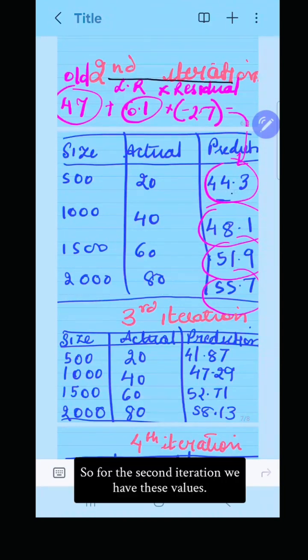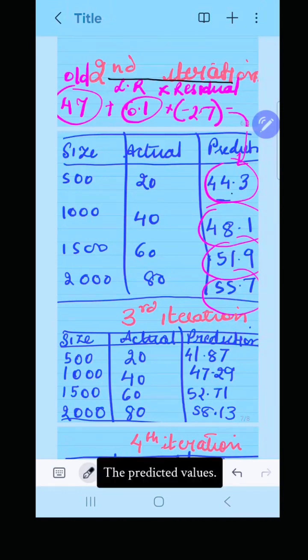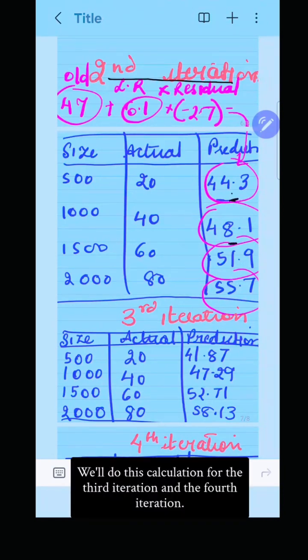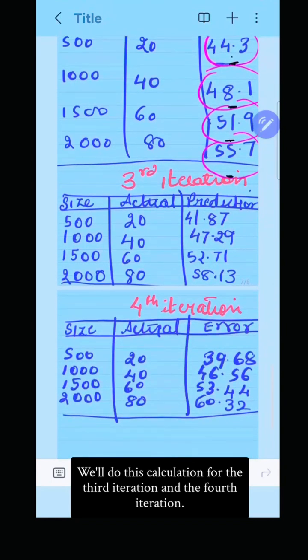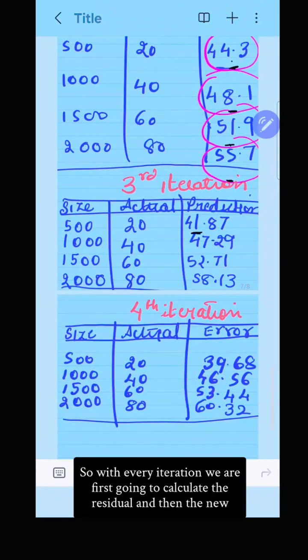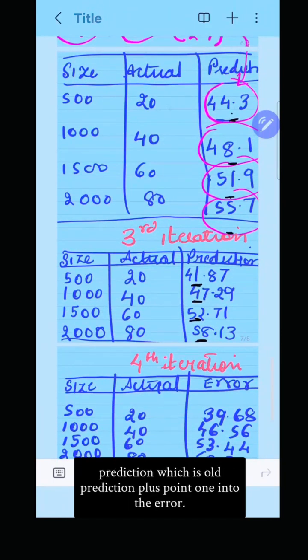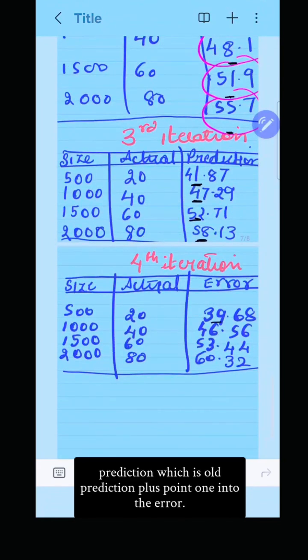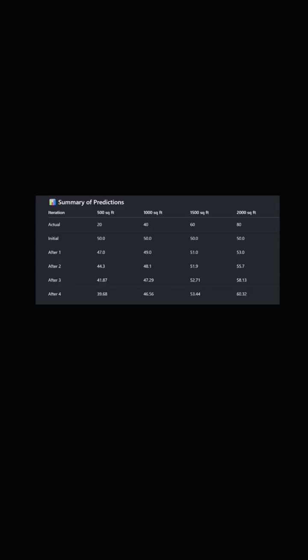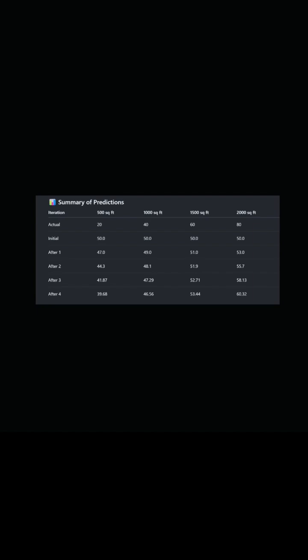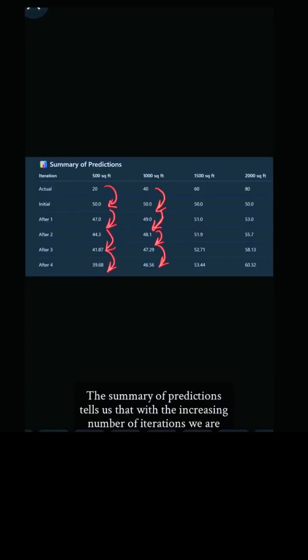So for the second iteration, we have these predicted values. We'll do this calculation for the third iteration and the fourth iteration. With every iteration, we first calculate the residual and then the new prediction, which is old prediction plus 0.1 into the error. The summary of predictions tells us that with the increasing number of iterations, we are getting closer and closer to the actual value of the data.